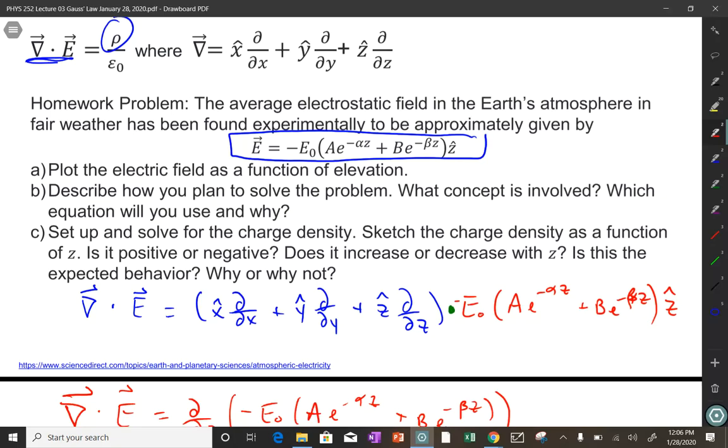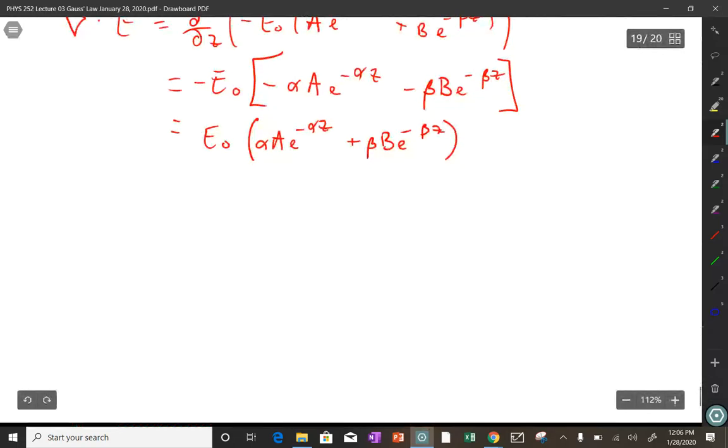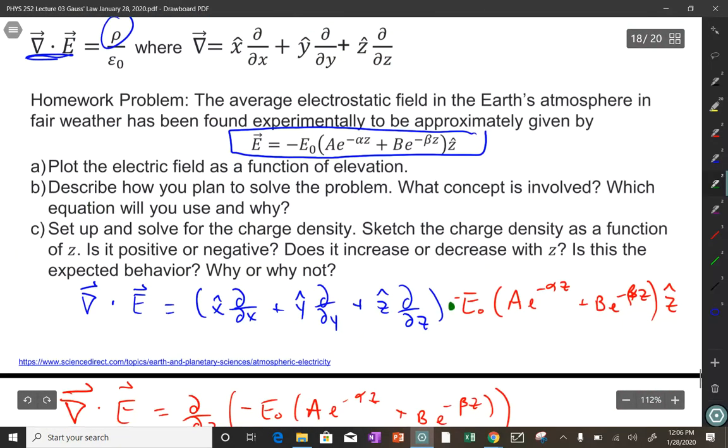And how do I do that? Yeah. So you can solve for rho simply enough. And I'm not going to write it here because I just want you to be able to do it yourself at the end. Now you have questions to answer about that. Sketch the charge density.